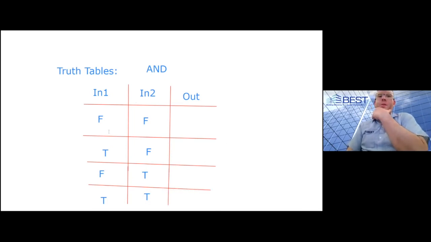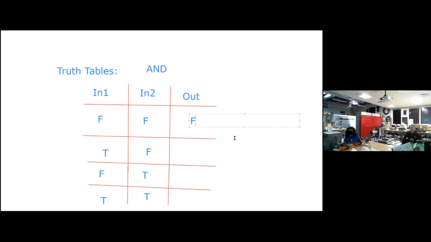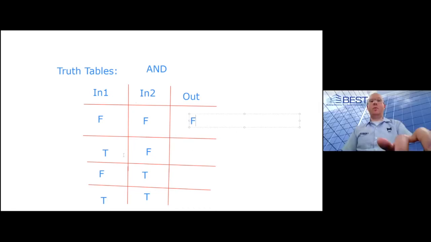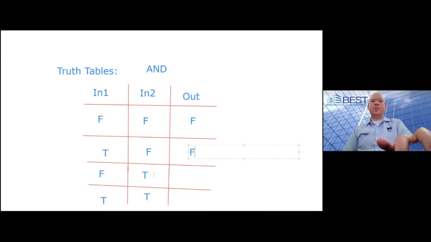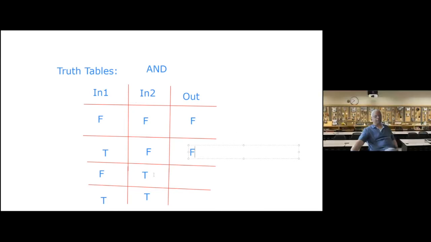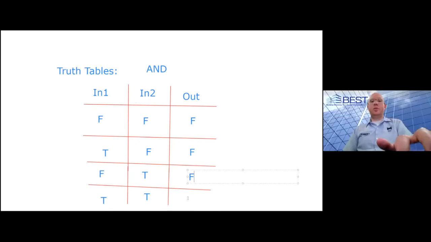On an AND truth table, if we have both inputs as false, our output will be false. If input 1 is true and input 2 is false, our output is false. Input 1 is false, input 2 is true: false. And both inputs are true: output is true. Thank you, Hadley.